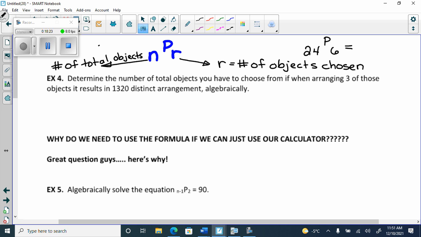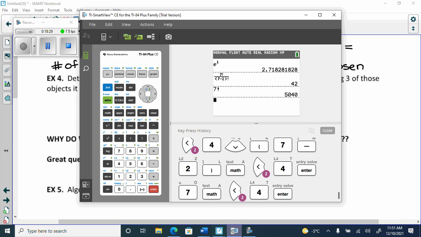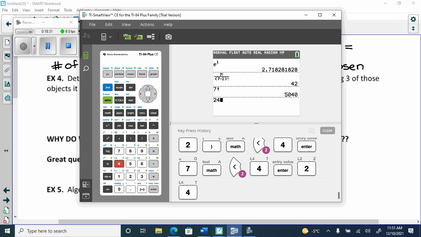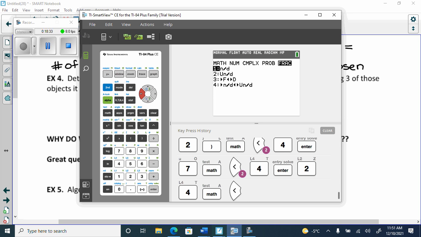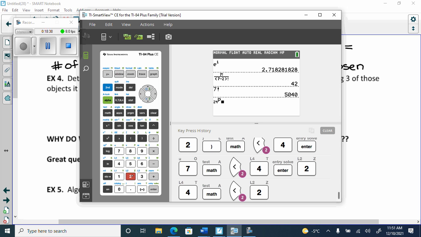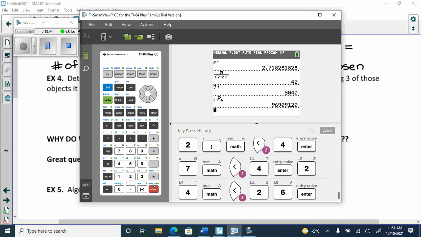So we're going to go 24, and then you're going to go to the same spot you found the factorial. 24, nPr, and then 6. Some of you will have 24, NPR, 6. It's the same thing. So that's how many different groups, 6-person groups I could pull from this class.